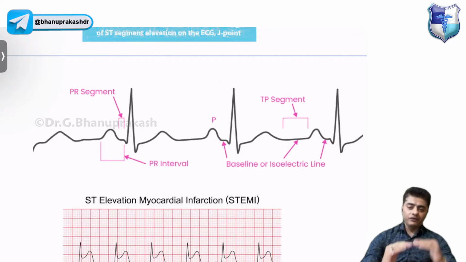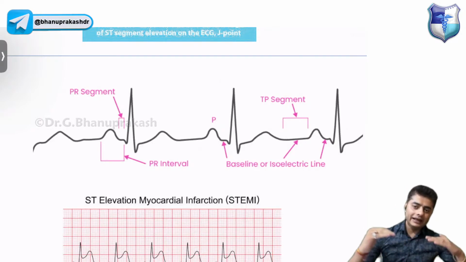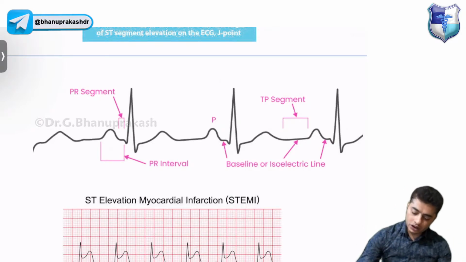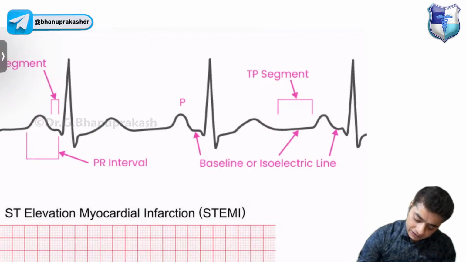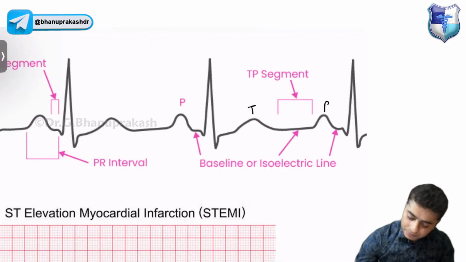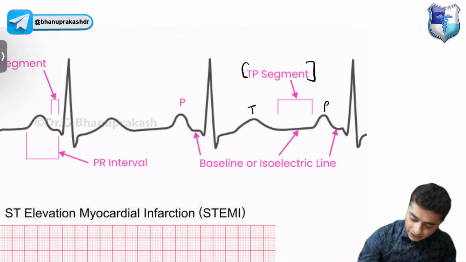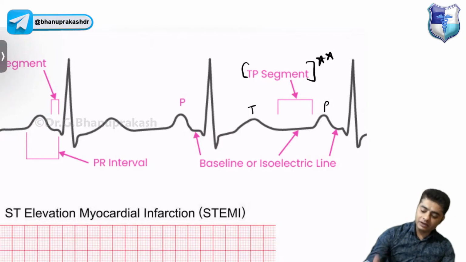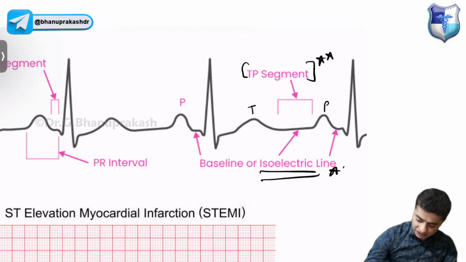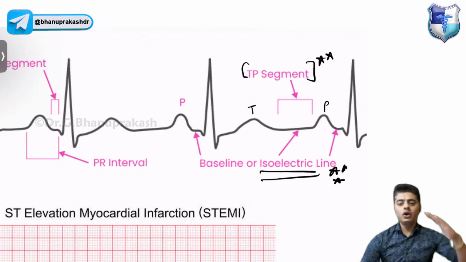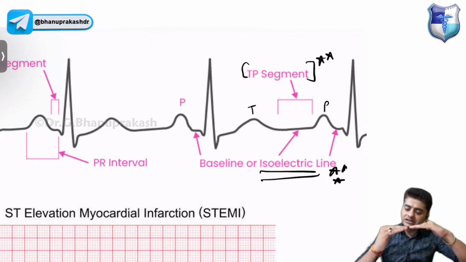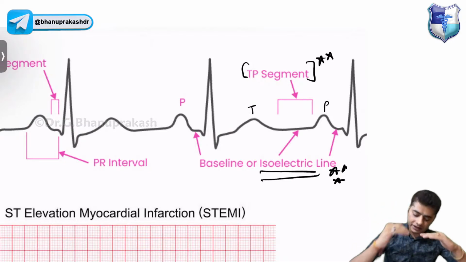Now when we are seeing the J point, we should know where the isoelectric line is. So this is your P, this is your T wave, and between the T and this P wave there is your TP segment. This TP segment is your isoelectric line in ECG. So we will mark our isoelectric line with the TP segment, and then compare with the TP segment to see whether your J point is increasing or decreasing.